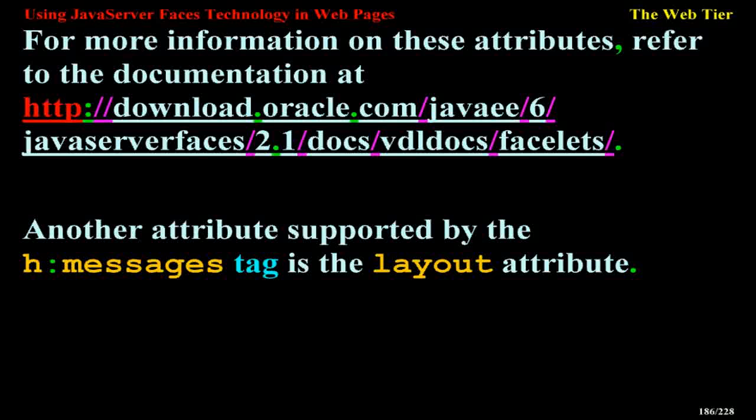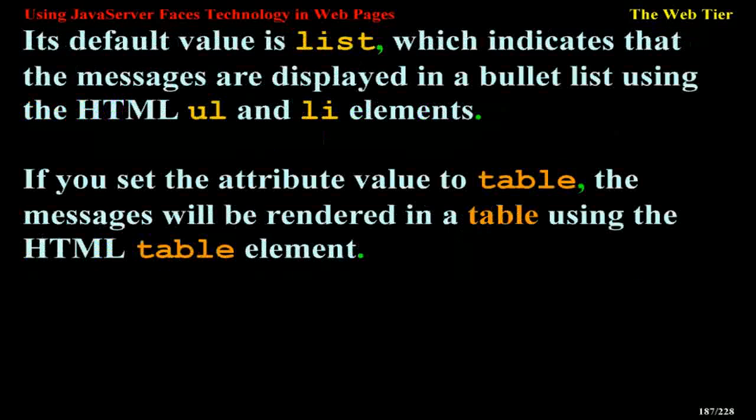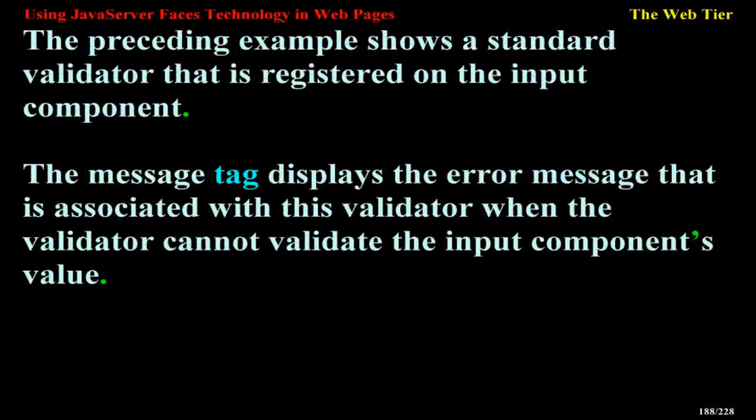Another attribute supported by the h:messages tag is the layout attribute. Its default value is list, which indicates that the messages are displayed in a bullet list using the HTML ul and li elements. If you set the attribute value to table, the messages will be rendered in a table using the HTML table element. The preceding example shows a standard validator that is registered on the input component.